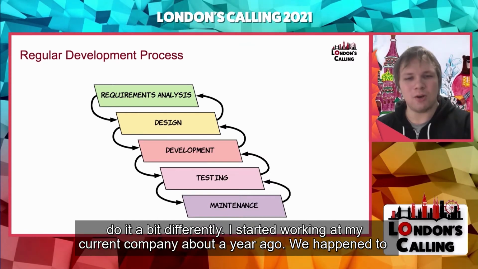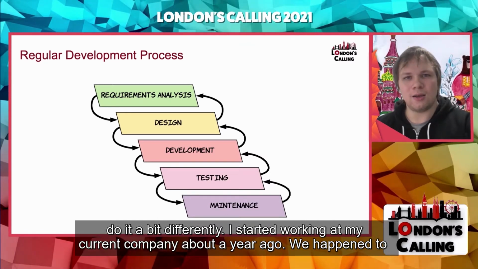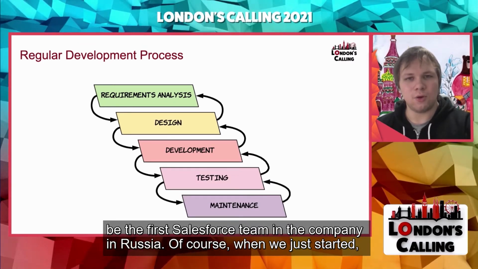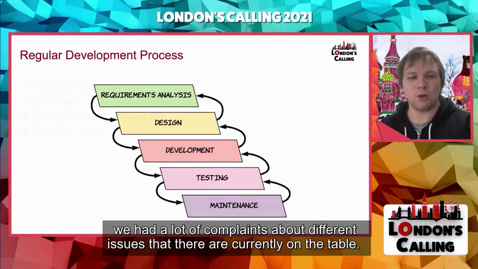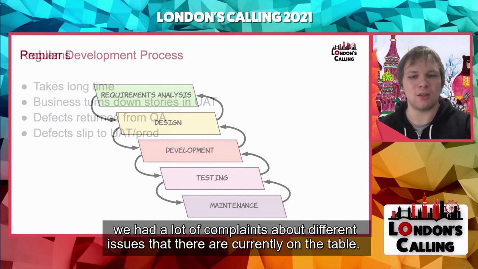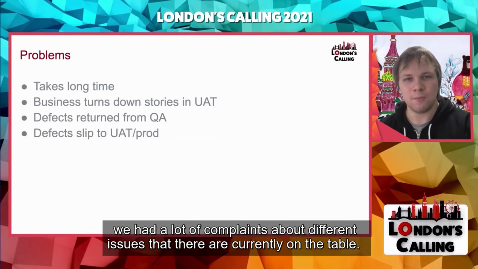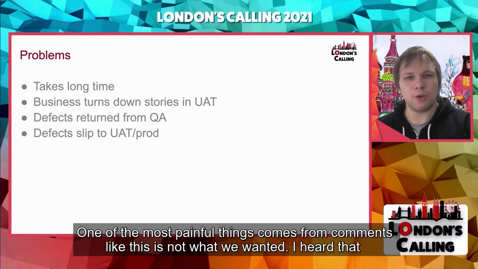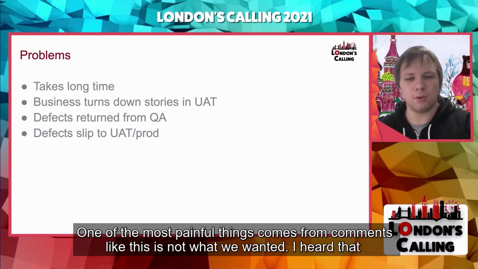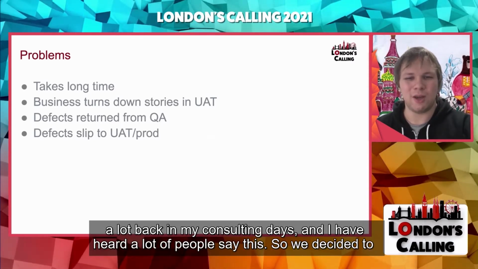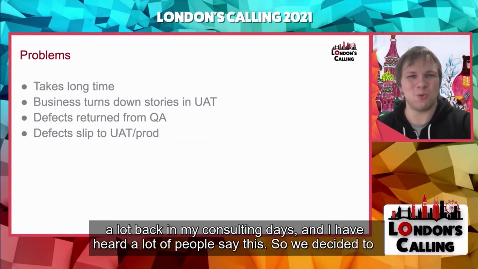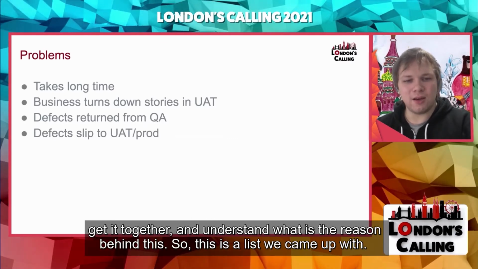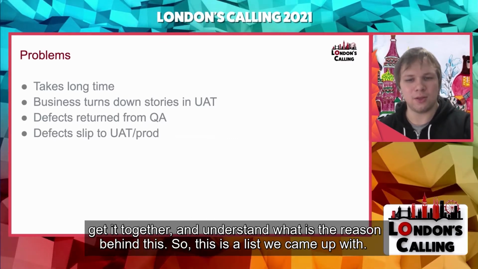I started working at my current company about a year ago, and we happened to be the first Salesforce team in the company in Russia. Of course, when we just started, we heard a lot of complaints about different issues. One of the most painful things were returns from UAT with comments like, "This is not what we wanted." I heard it a lot back in my consulting days, and I bet a lot of people do too. So we decided to get it together and understand the reasons behind this.